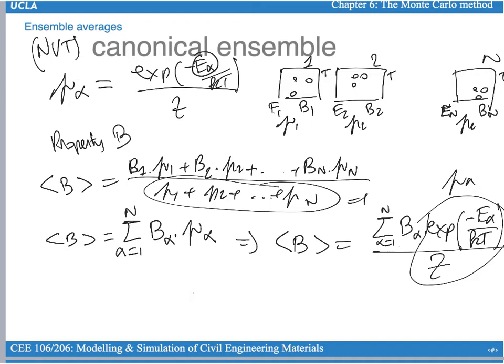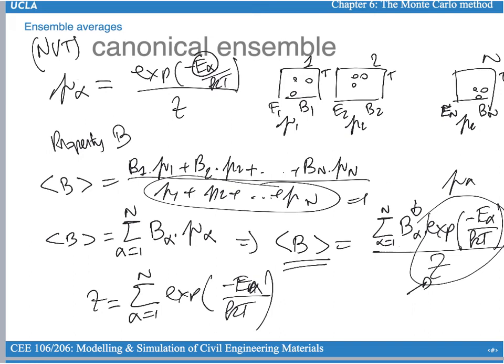So here the main difficulty is that if you want to calculate the average value of B, there are two difficulties. First, you need to calculate the value of B for all the possible configurations from 1 to n, which can be potentially a lot of configurations. And you also need to calculate this partition function, which is the sum from alpha equal 1 to n of the exponential. This is also pretty hard to calculate, because again you need to calculate the energy of all the configurations alpha to be able to calculate the partition function of the system.